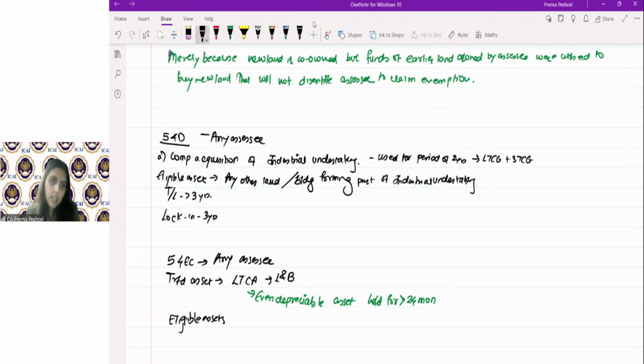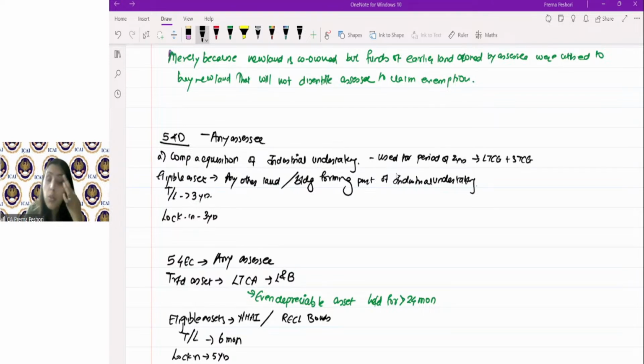Eligible assets. Here the eligible assets are the NHAI bonds or Rural Electrification Corporation Limited bonds, RECL bonds. Time limit is 6 months from the date of the transfer. And the lock-in period is 5 years. Here the lock-in period is 5 years.